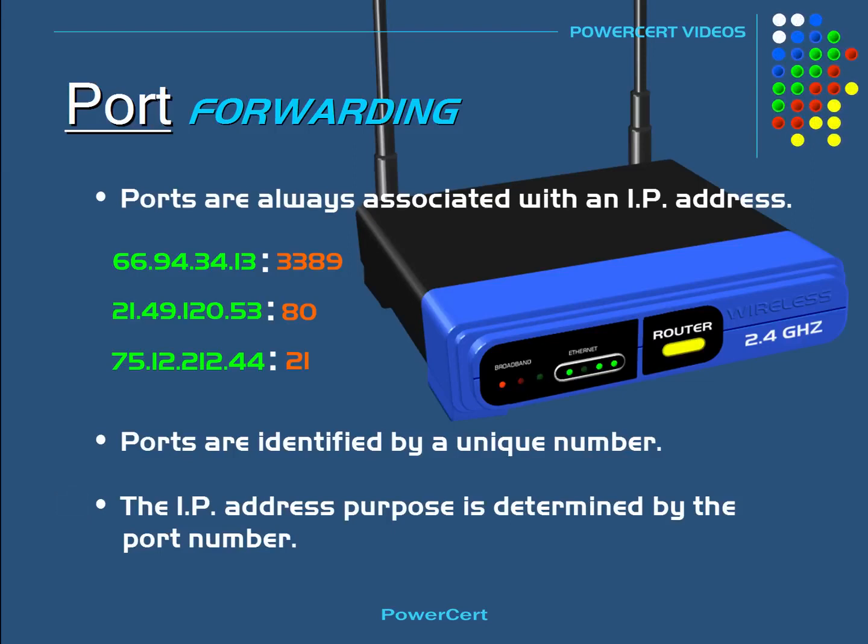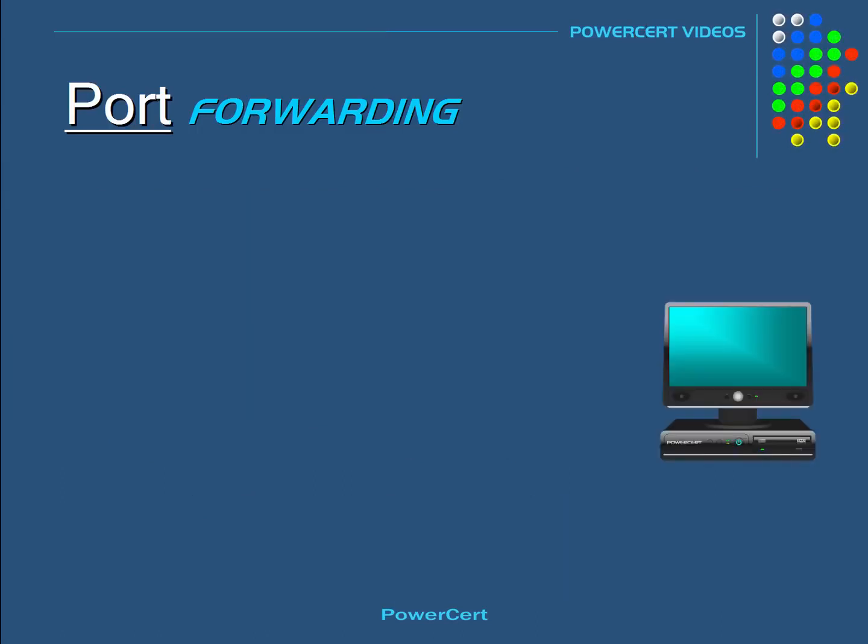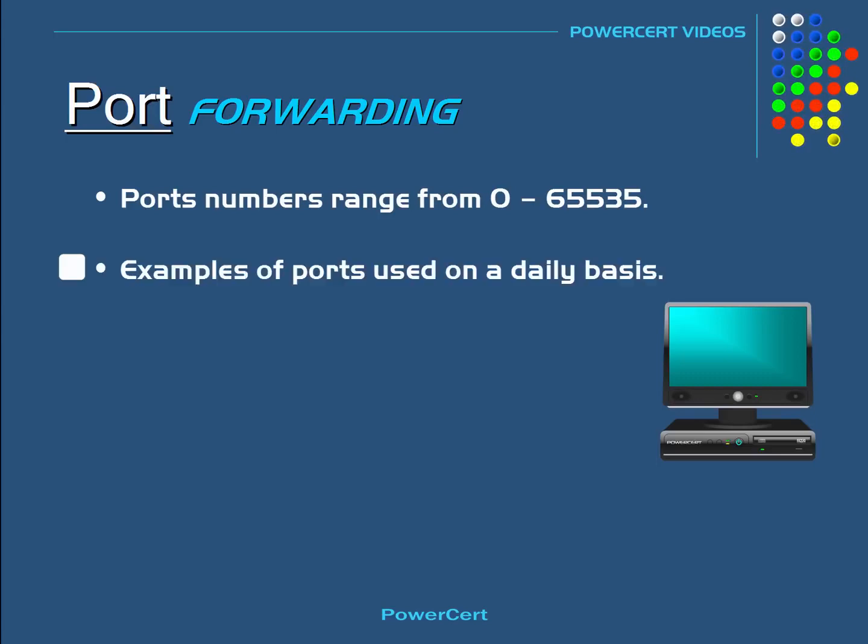Because not only are ports associated with an IP address, but they are also always associated with an application or process, such as FTP, web pages, email, and so on. The port numbers range from 0 to 65,535, but of these 65,000, there are a few that are most common and that are used on a daily basis.